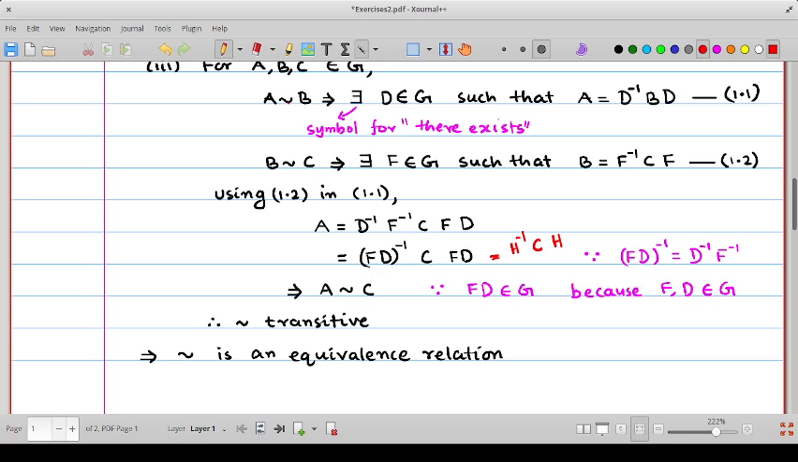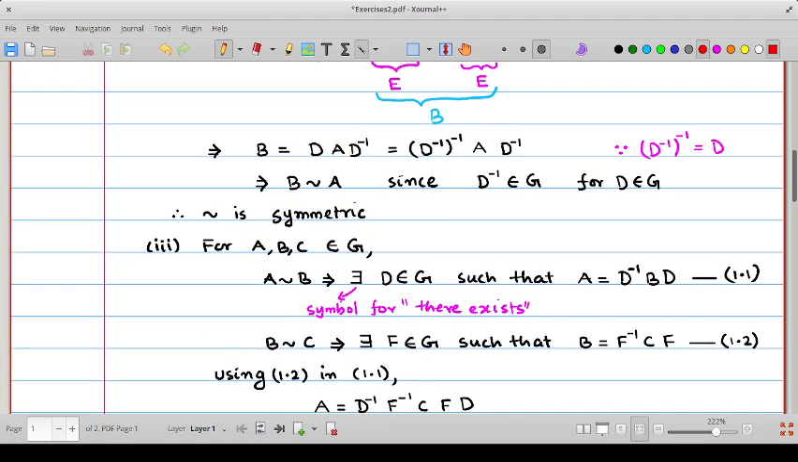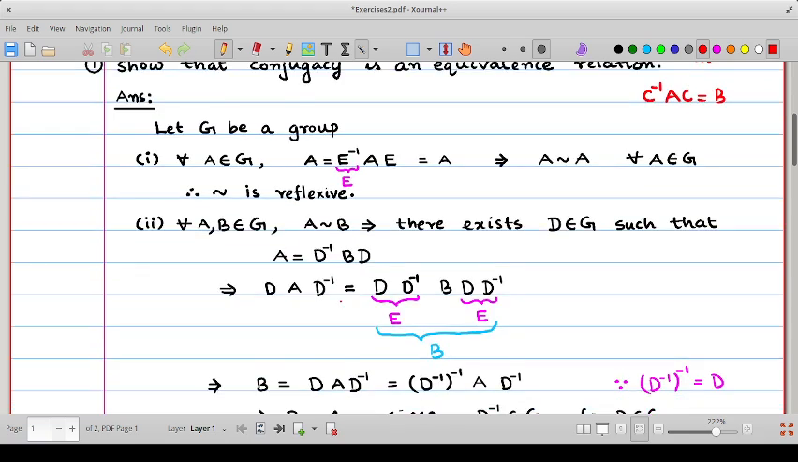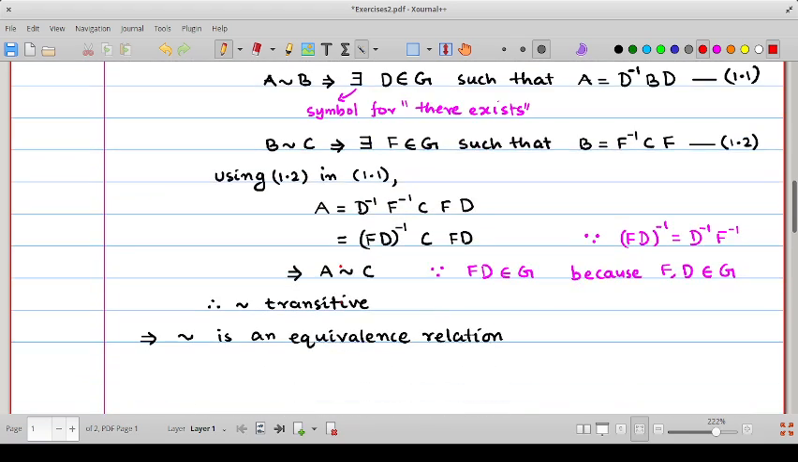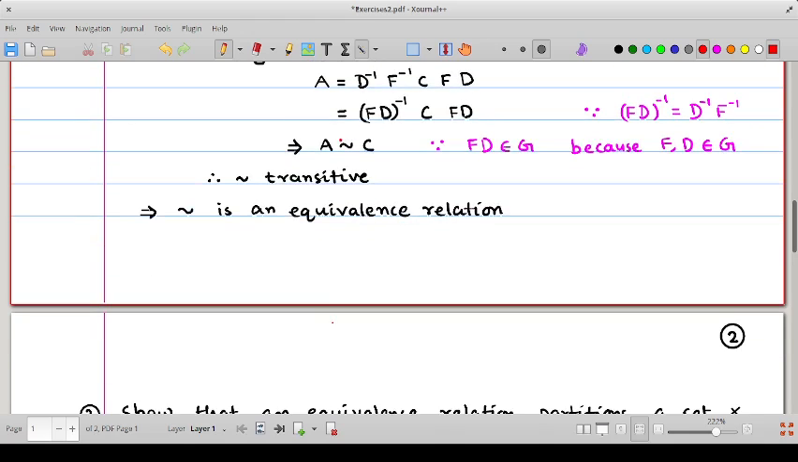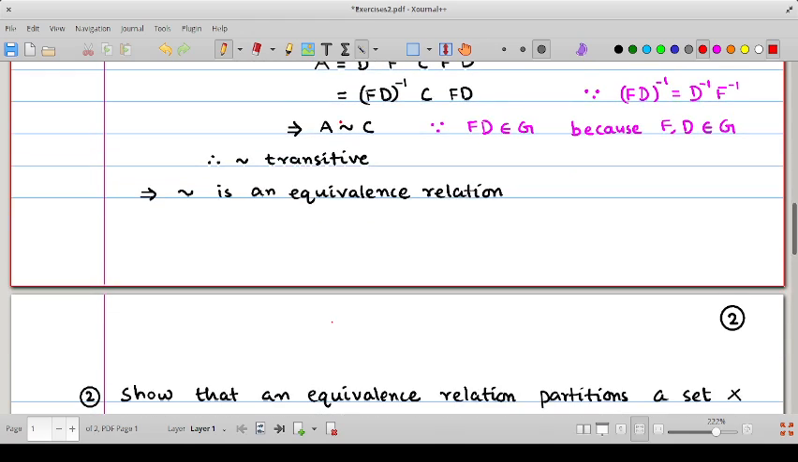So that means A conjugate to B and B conjugate to C implies A conjugate to C. So that means the conjugacy relation is transitive also. So first of all, it is reflexive, and second, it is symmetric, and third, it is transitive, and therefore this conjugacy is an equivalence relation.